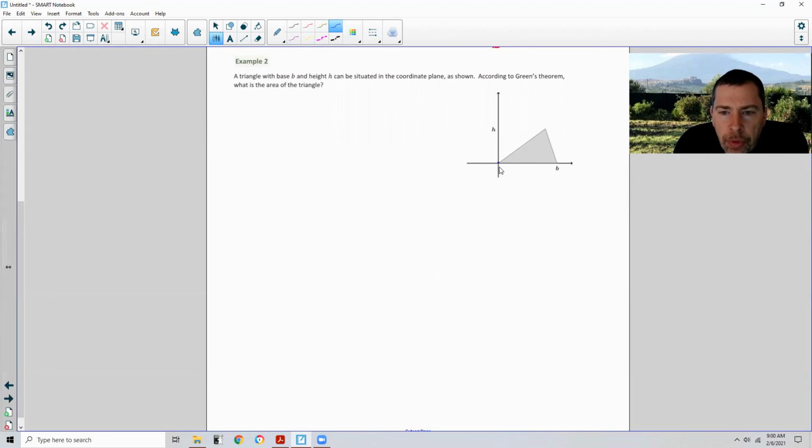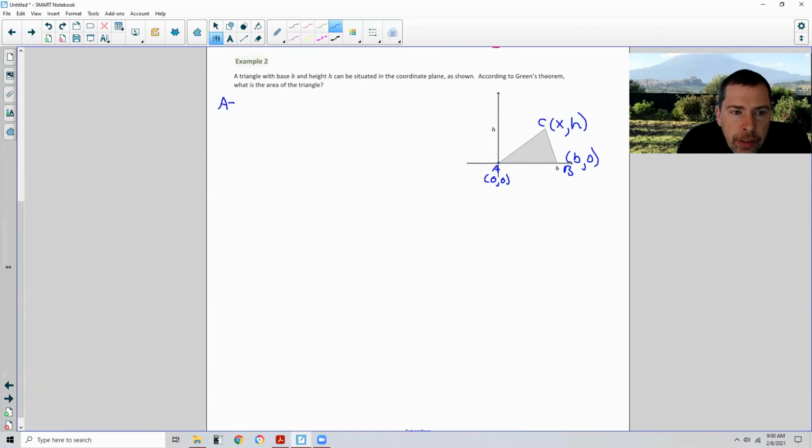We will call this point A, and it is 0, 0. This is point B, and it is the distance b, because the distance is b minus 0, 0. And then up here, this is some x, comma, h. The height is h, that's our y. So there are our 3 points, A, B, C. According to Green's theorem, what's the area of the triangle?